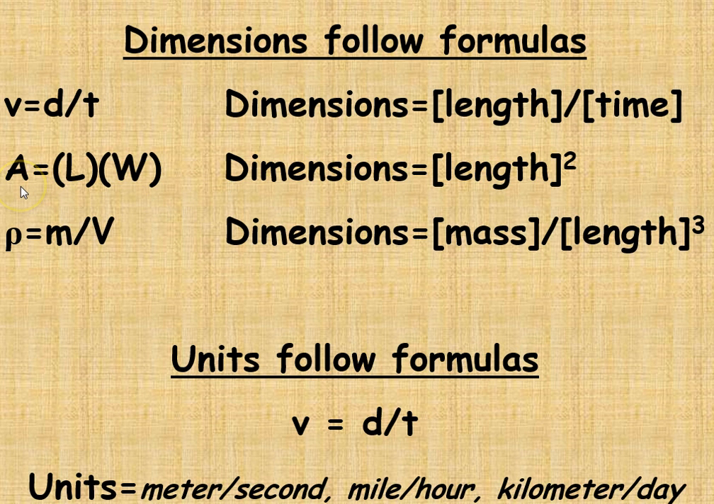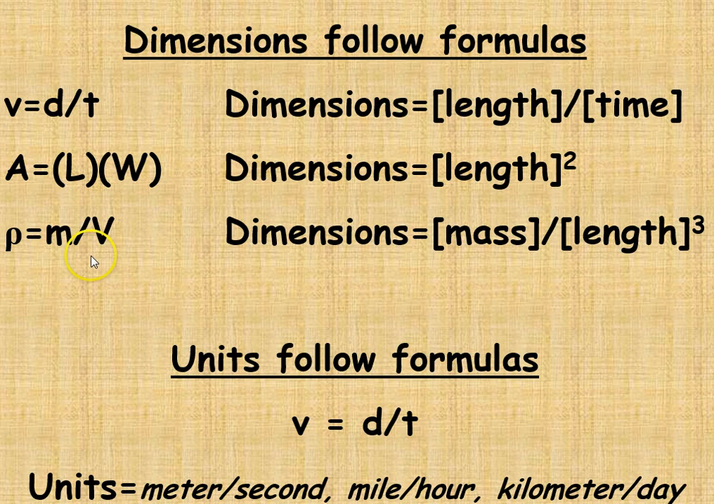Consider the second equation. Hopefully you recognize this one. Area equals length times width, say the area of a rectangle. The dimensions of area would be expressed as length squared, because you're essentially taking two lengths and multiplying them to get an area.